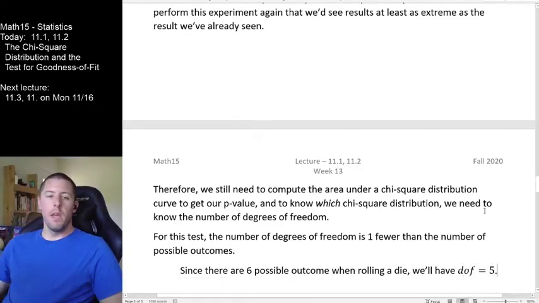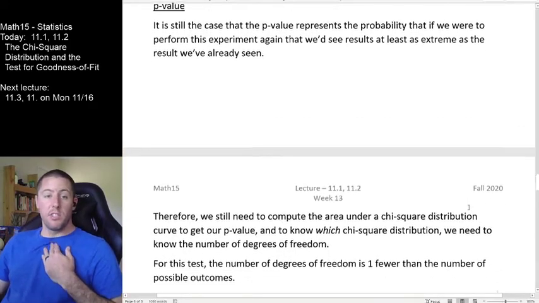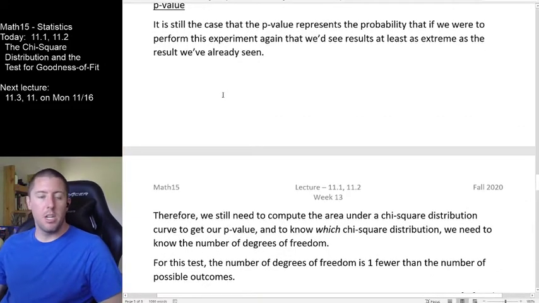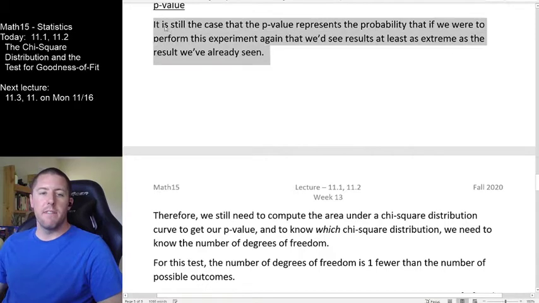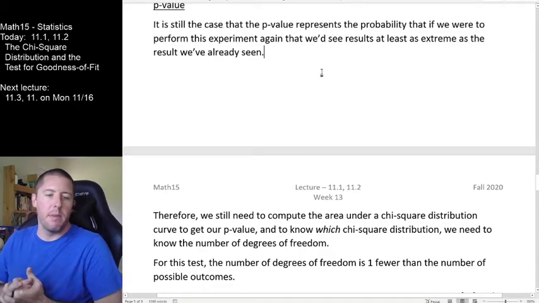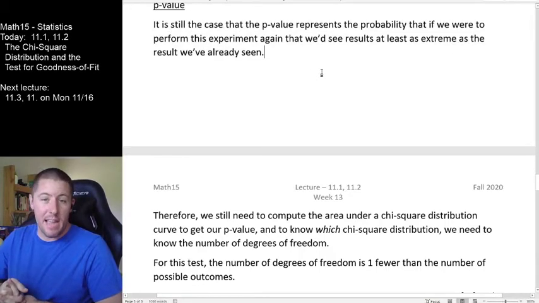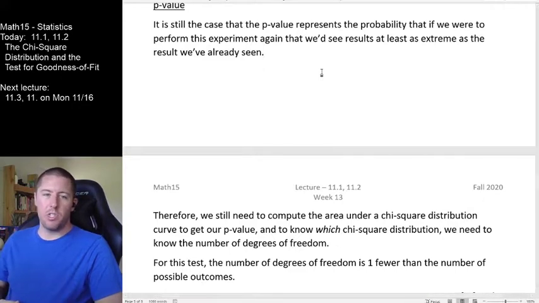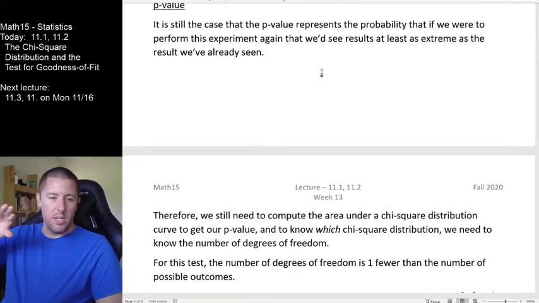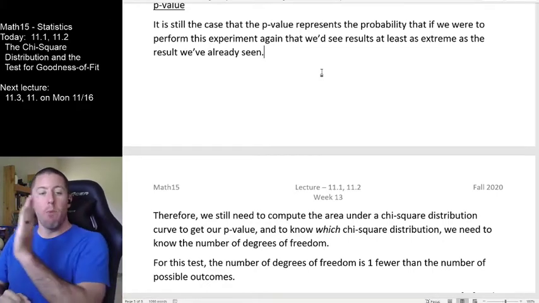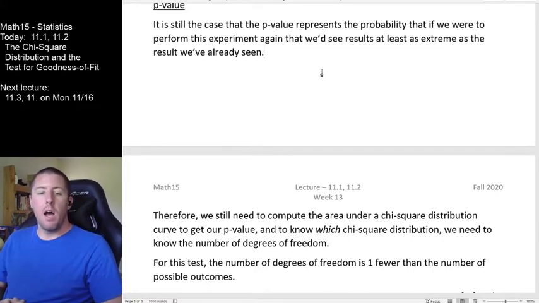All right, so let's see what I just wrote right here, split up across my page. It's still the case. This is our standard definition of p-value. P-value represents the probability that if we did this whole experiment a second time, we'd see results at least as extreme as what we've already seen. So we still want to compute this area underneath a probability curve in the more extreme direction.